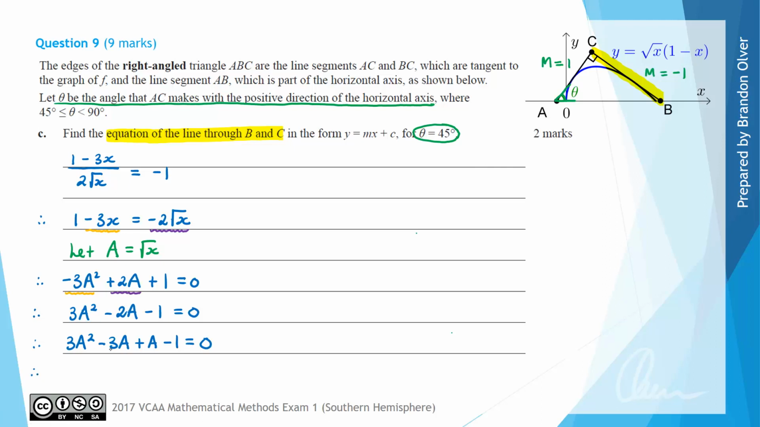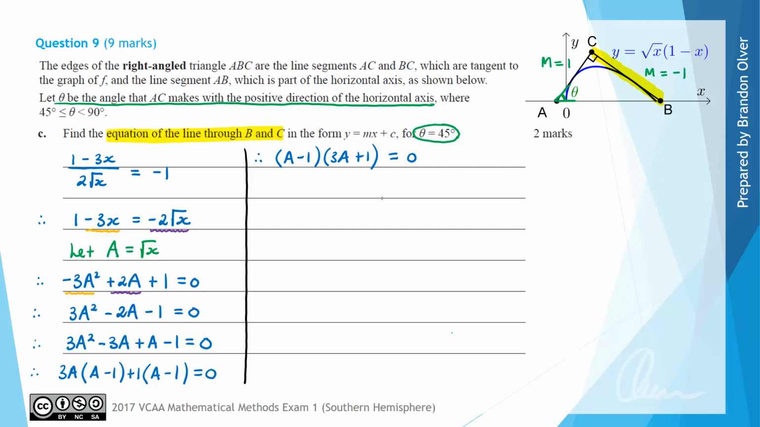We factorize two and two. So the first two terms, there's a highest common factor of 3a, leaving behind a subtract 1. And then for the next two terms, the highest common factor is plus 1, leaving behind a subtract 1. And we know that is still equal to 0. And now continuing our working up here, we factorize out the a subtract 1, leaving behind 3a plus 1. And that is still going to equal 0.